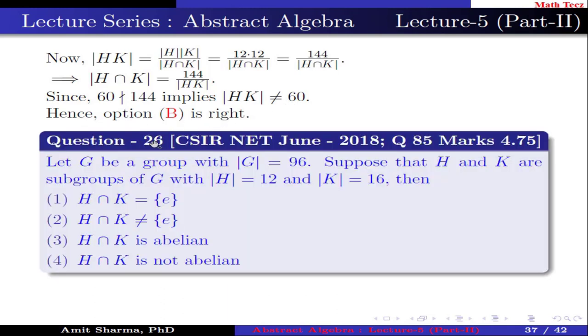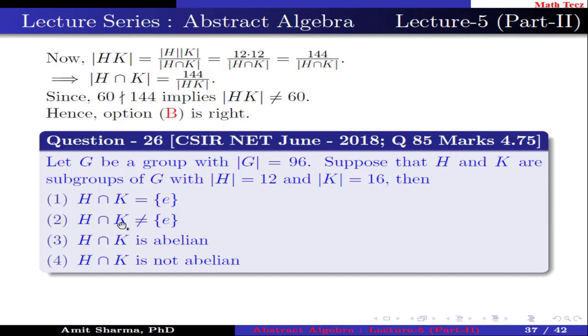Question number 26. This question was asked in CSIR NET exam in June 2018. Let G be a group with order of G is 96. Suppose that H and K are subgroups of G with order of H is 12 and order of K is 16. Then option 1, H intersection K is identity.